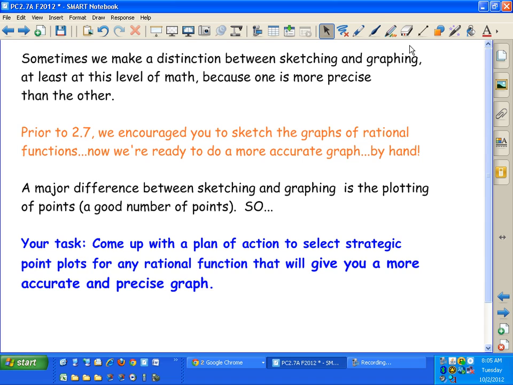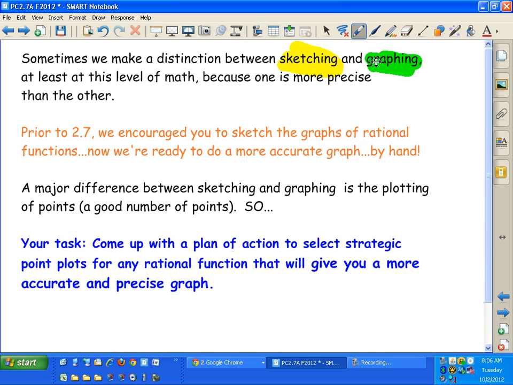Hello and welcome to 2.7a. This is graphing rational functions. One of the things that we're going to talk about is, in math classes, the difference between sketching and actual graphing. Sketching a graph is when you are just trying to get a ballpark of what the graph looks like. A lot of times that's useful because we can get a decent picture of it, but this isn't very accurate. When we ask you to graph it, there are things that we are looking for that will make it a little bit easier to tell what's going on.